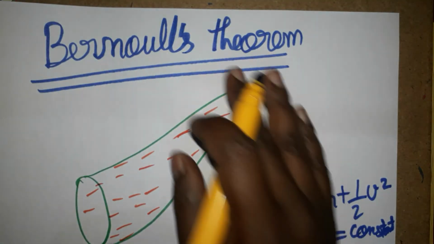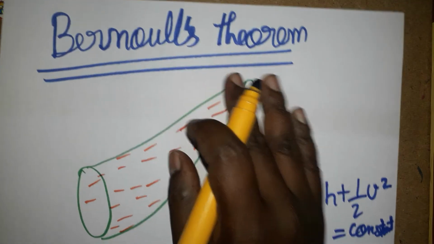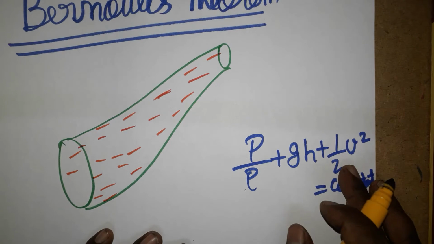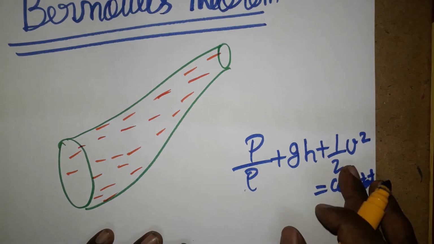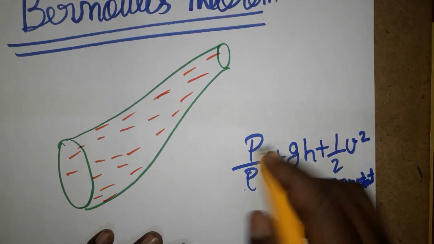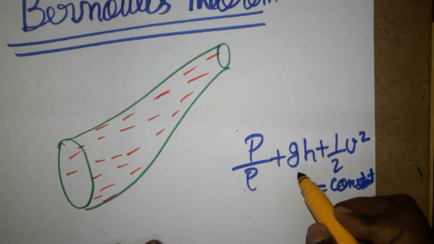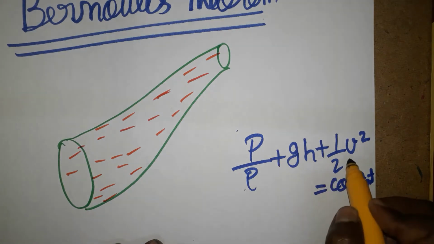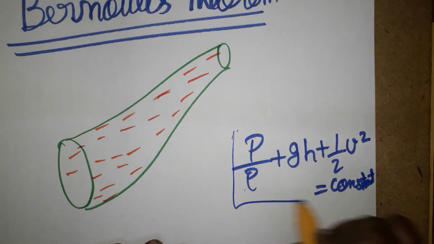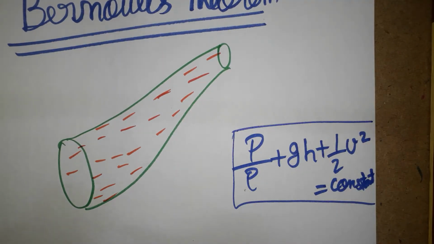Hello student, today we are going to learn what is Bernoulli's theorem and also how to derive this equation, and what this equation is saying. In this equation, P is the pressure, rho is the density, g is the gravity, h is the height, v is the velocity. We are going to prove this equation is a constant.